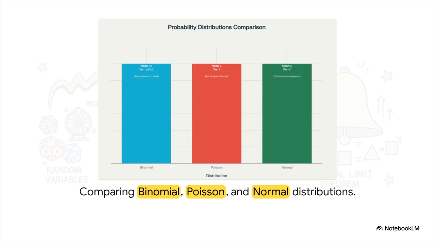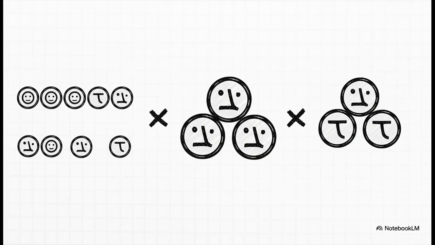To really see how these work, let's zoom in on one of the most useful ones, the binomial distribution. The binomial distribution answers a very specific question. If I have a set number of trials, what's the probability I get a specific number of successes? And this formula tells us exactly how to figure that out. It's really just multiplying three things together. First, the number of ways you can arrange the successes you want. Second, the probability of getting those successes. And third, the probability of all the failures.